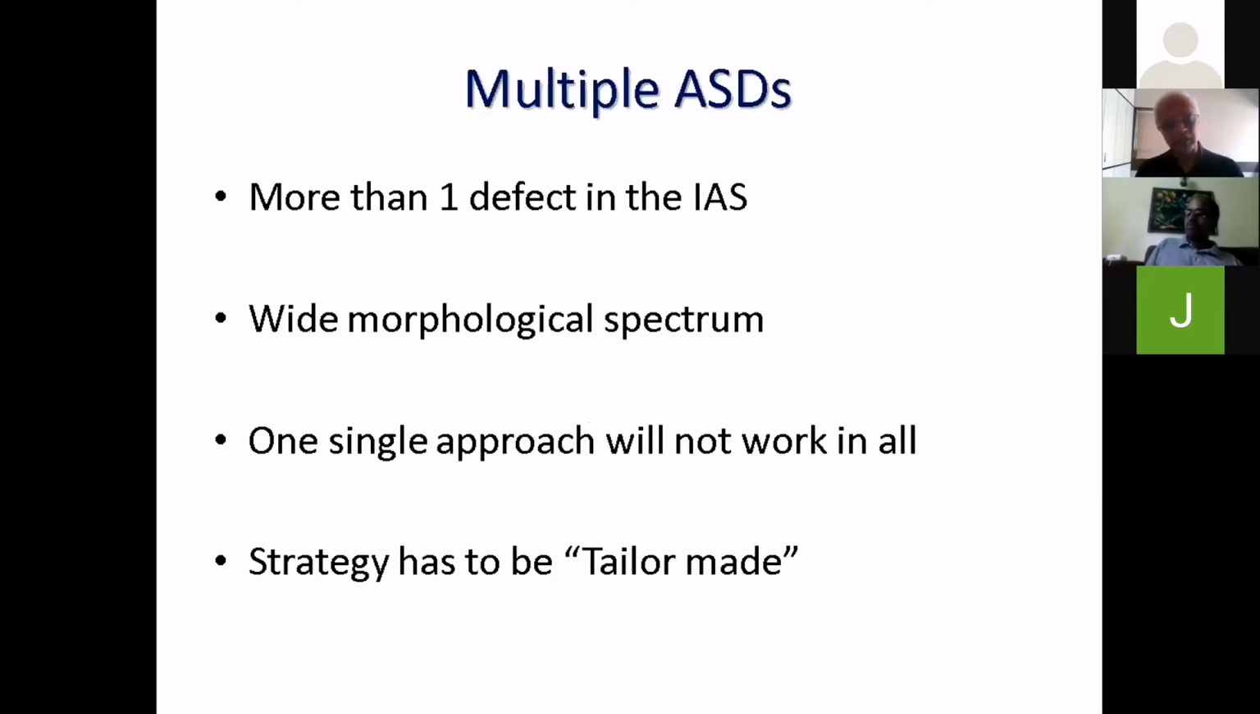By definition, when any patient has more than one defect in the interatrial septum, we say that this patient has multiple ASDs. But it is not that simple because of a very wide morphological spectrum. And I'll just show you how wide the spectrum is, and you will have an idea as to, given the width of the spectrum, one single approach will not work in all patients. And that is why the strategy has to be tailor-made.